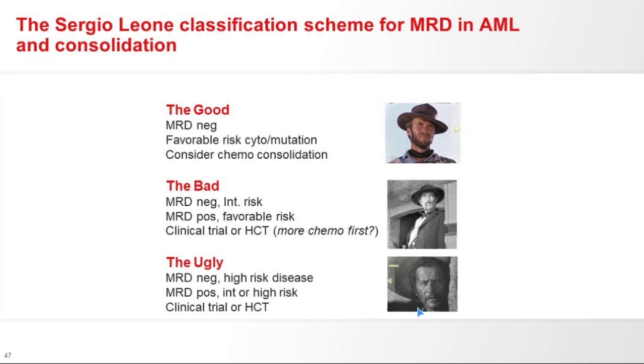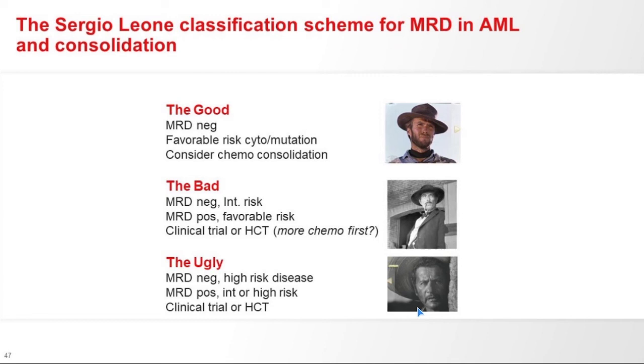So pretty much everything in the world can be put into the Sergio Leone classification scheme, and here I've put MRD in it. The good is MRD negative, favorable risk cytogenetics. In those patients, you can consider chemotherapy consolidation as part of your therapeutic platform. The bad is MRD negative but intermediate or high risk, or MRD positive, favorable risk. These patients probably should be offered a clinical trial or stronger methods such as transplant.